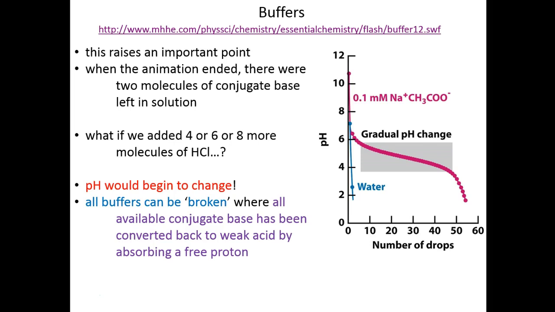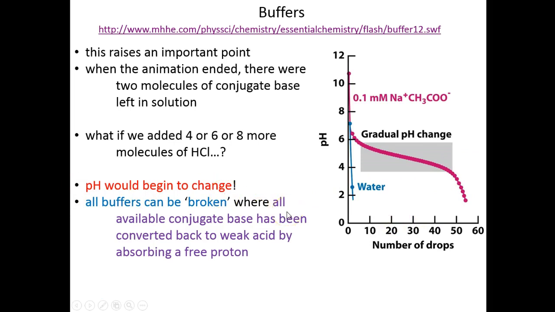If you still add more free proton after that, that sponge is so saturated that it simply cannot absorb any more, and those added free protons will contribute to a change in pH. The pH change occurs rapidly when the buffer is broken. All buffers can be broken.